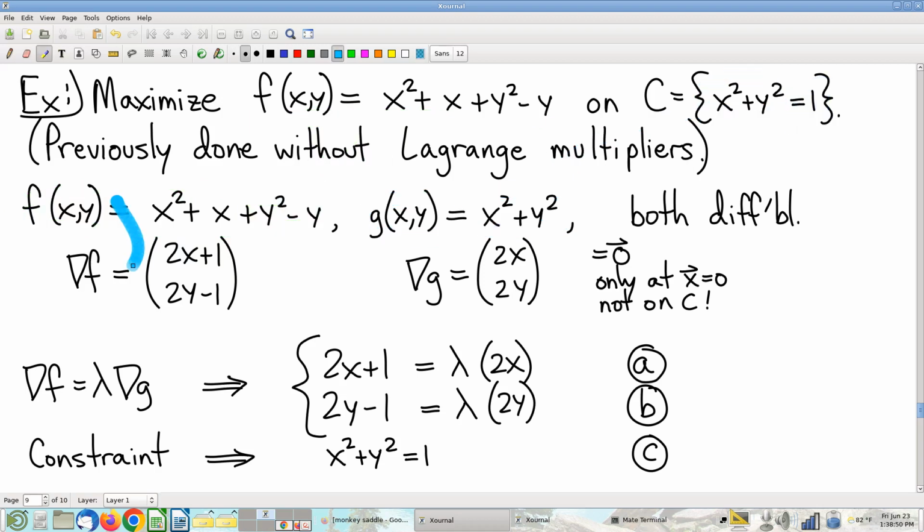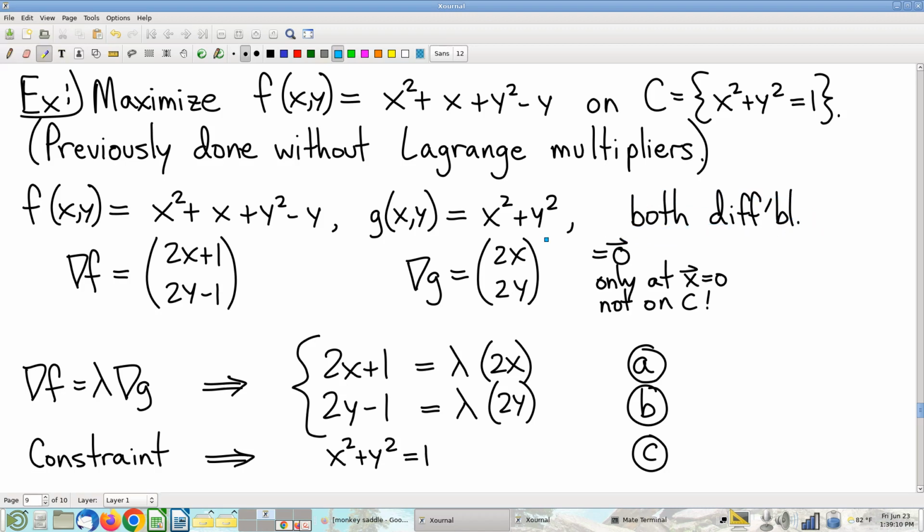I went ahead and took my gradients because I know that they're going to come up. So, a little bit of algebra. There you go. There's my gradients. Let's go through our process, our list of 3 conditions to check. Polynomials are always differentiable. Easy.